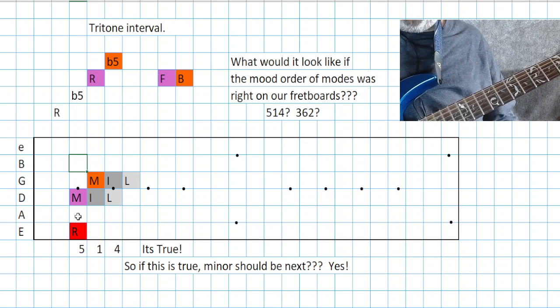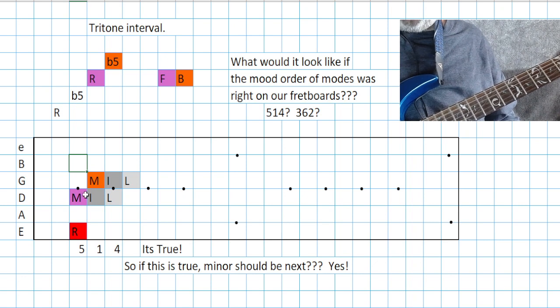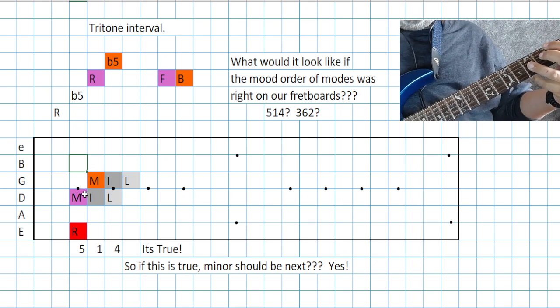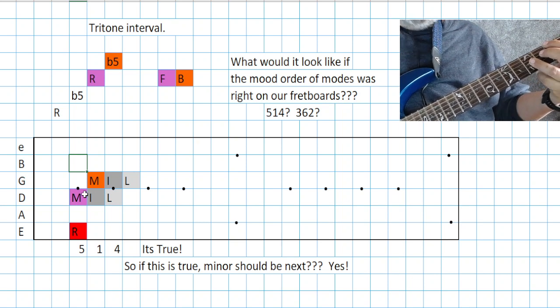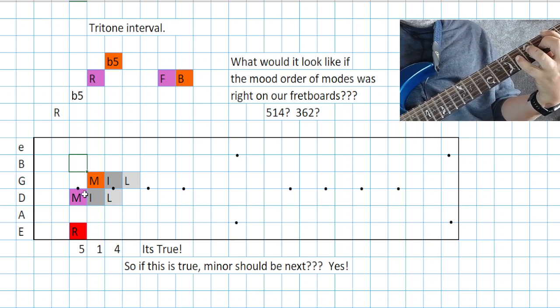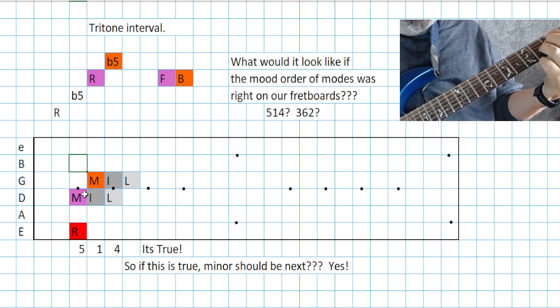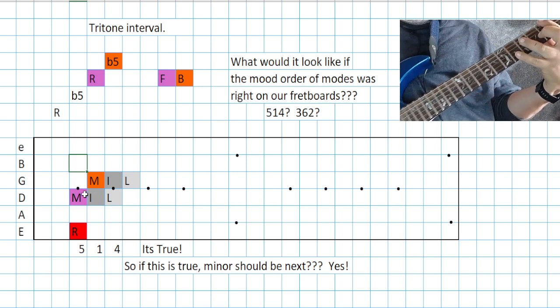So considering our G root, just think about it like this. Put letter your tritones then. This is your M tritone for Mixolydian. This is your I tritone for Ionian and your L tritone for Lydian, or 5, 1, 4.